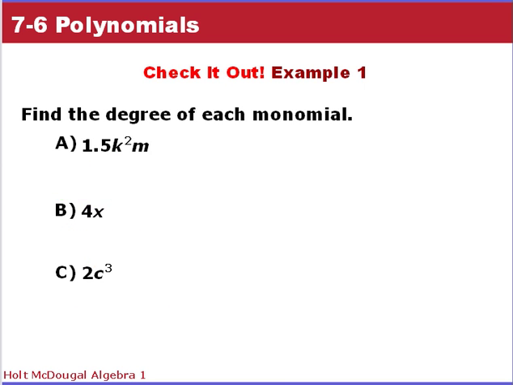So here's your first check it out. Again, these are all monomials. This will have an exponent of 1 and a 1, and this is a 0. So you just add the exponents, and that will give you your degree.